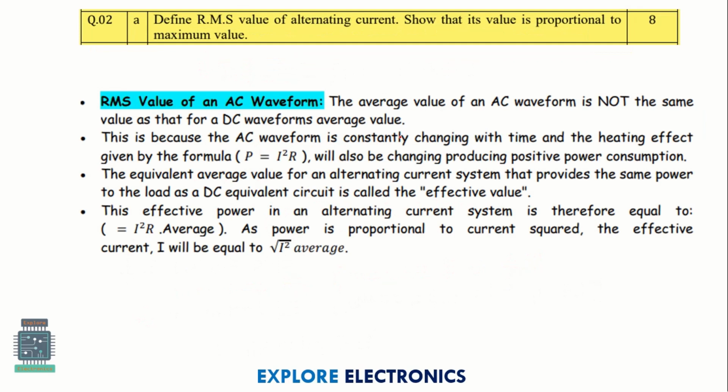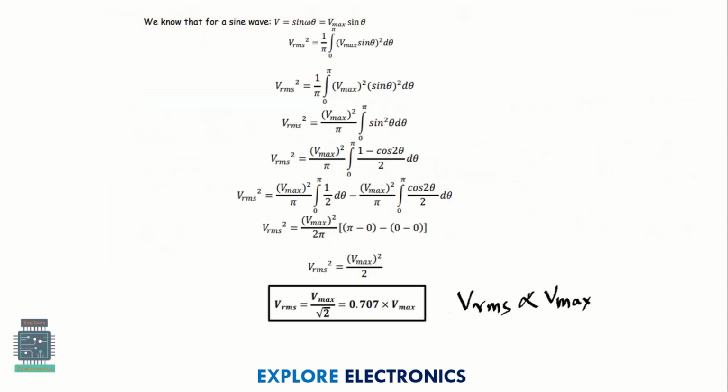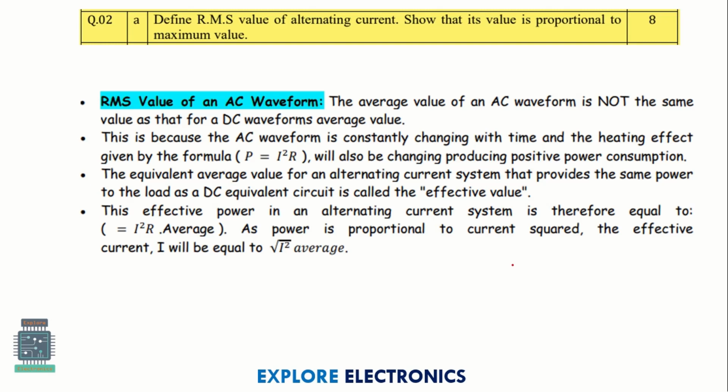Then, define RMS value of an alternating current. Show that its value is proportional to the maximum value. So here it is a derivation for VRMS actually, but they are asking to show that VRMS is dependent on V maximum. Once we derive this completely, you can see VRMS is equal to Vm divided by root 2. Then we can write that VRMS is directly proportional to the maximum voltage. Before that, you can explain what an RMS value of an alternating current is. So we need to explain what the RMS value actually is.